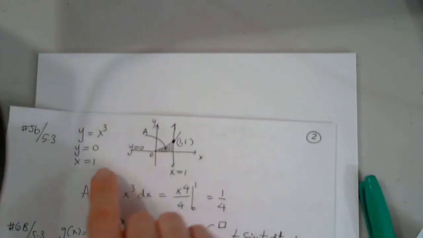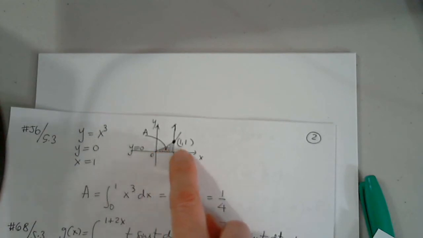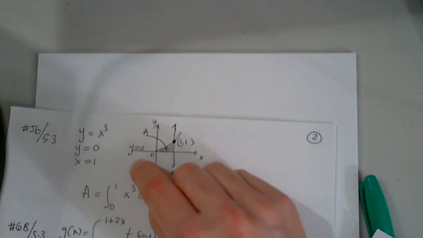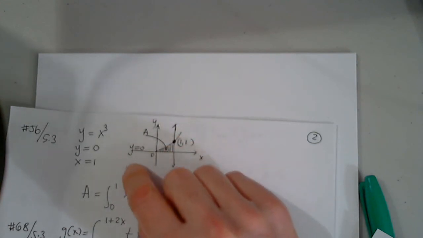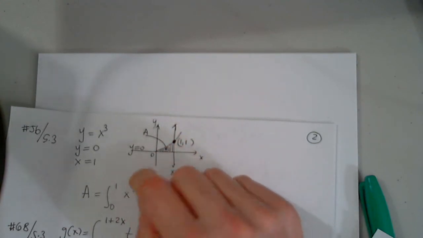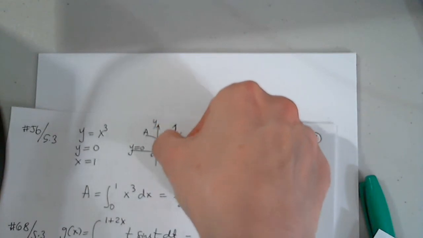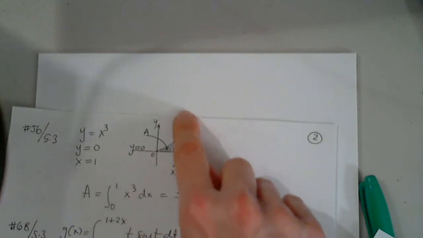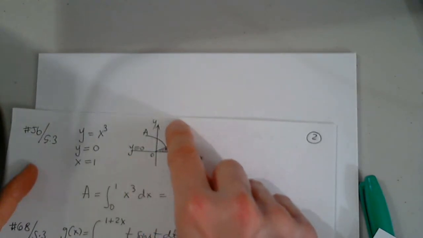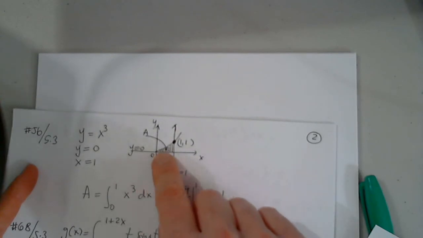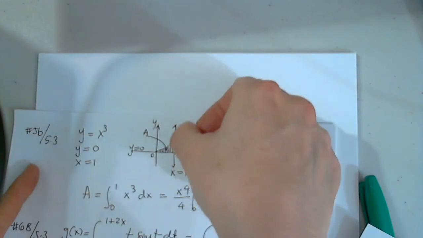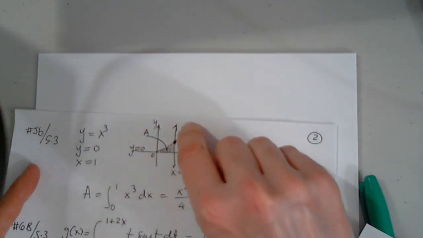So I'm going to stop sharing. When we graph, between y equals 0 and x equals 1, this function x cubed looks like this. I don't care to graph the whole thing because I'm really interested in between these three. So the area has to touch these three pieces. It has to touch the x-axis, which is y equals 0, has to touch x equals 1, and has to touch x cubed.